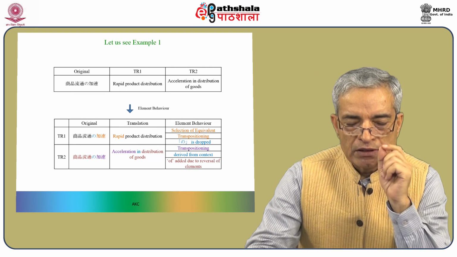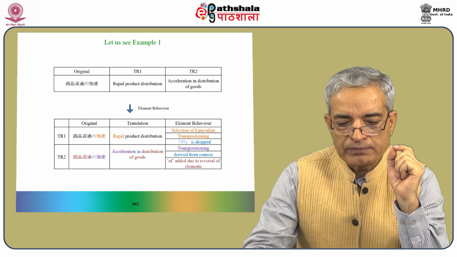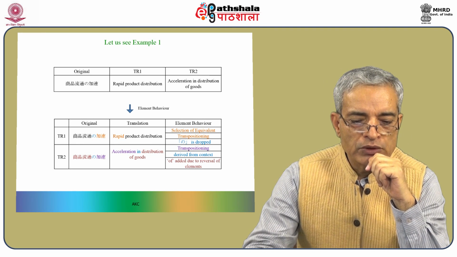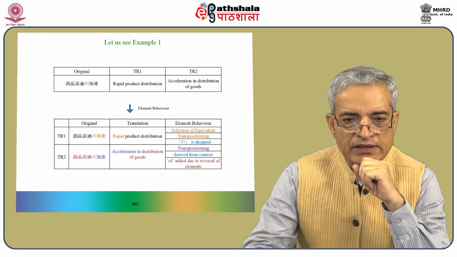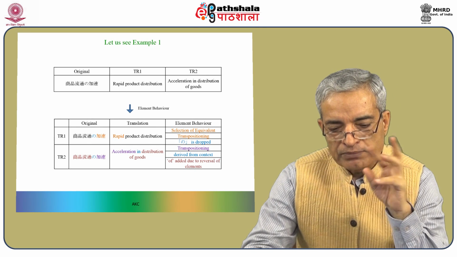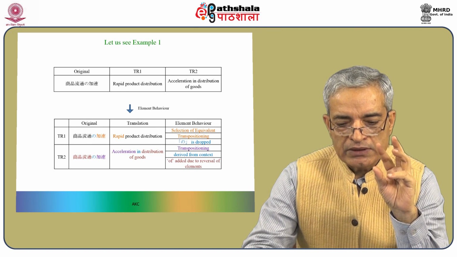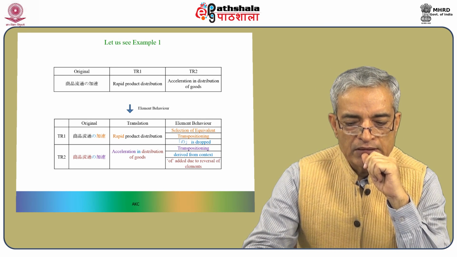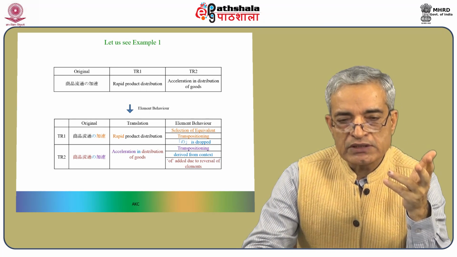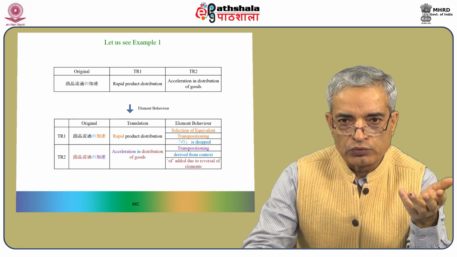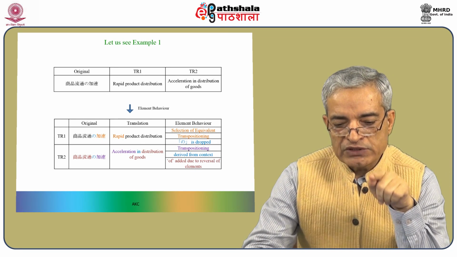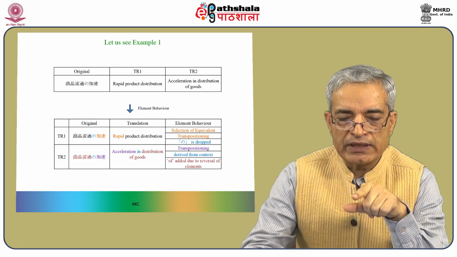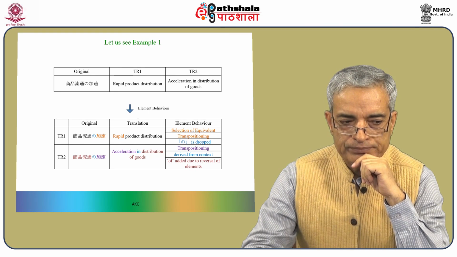First, translation 1. If you see the behavior of the elements here, Shohin Ryutsu no Kasoku, the Kasoku is getting translated as rapid and it is going in the beginning. That means there is an issue of selection of equivalent and transpositioning taking place. This transpositioning, you can say, is taking place because of no. But if you see the English equivalent, the no is not getting translated, so no is dropped here.